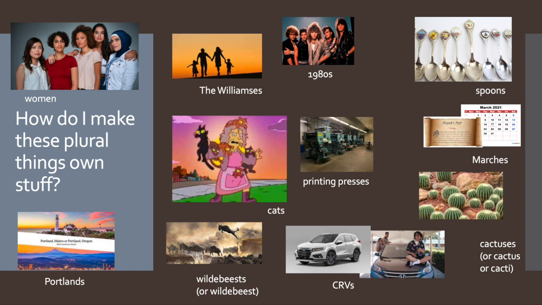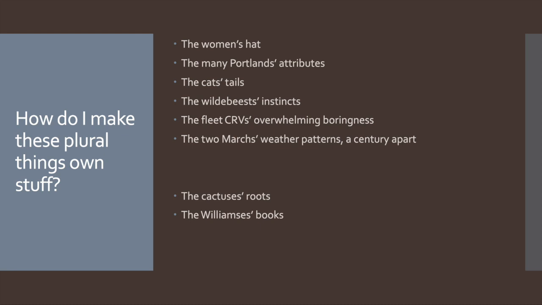Cats, how do I make cats own things? How do I make printing presses own things? And my various Portlands, including the one I live in, how do I make that own things? Okay, take a look. I've formed the plural in each case. I add an apostrophe and I add an S if there is no S sound. The women's hat. Women is the plural of woman, and then I add an apostrophe, and then I add an S. The many Portlands' attributes are quite different, right? Portland is singular, Portlands with an S is plural, I made the plural, and then I added an apostrophe, there's already an S sound, I am done.